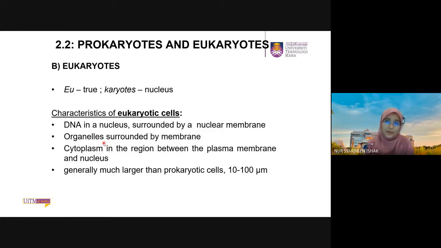And another example, you have chloroplasts. Chloroplasts also have membranes. Chloroplasts are found in plant cells, in the leaf of the plant. The function of the chloroplast is to be involved in photosynthesis, to produce sugar for the plant. And then you have many other organelles that we are going to look at in detail later.